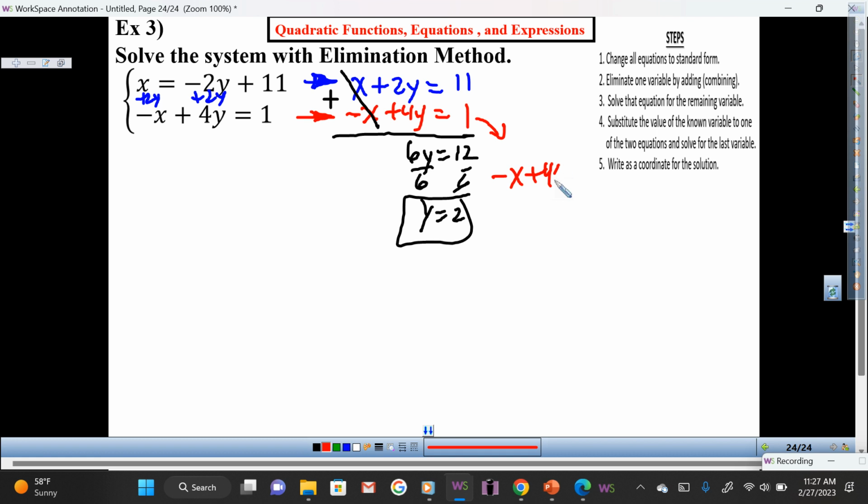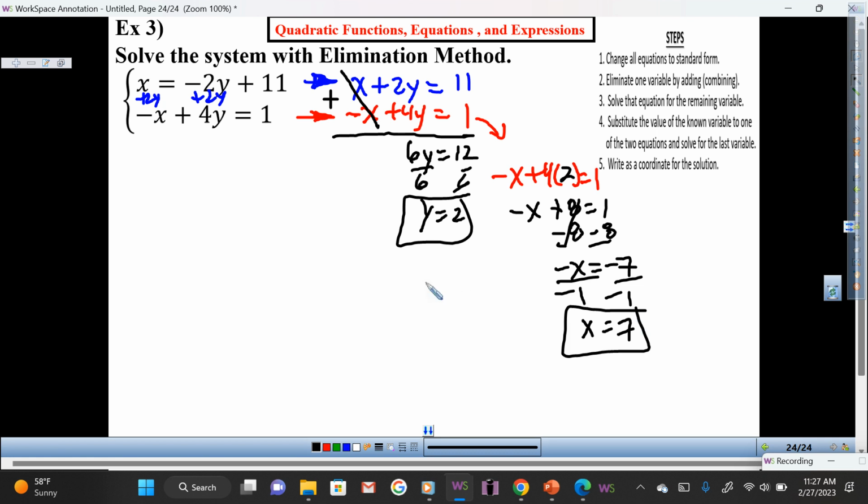Negative x plus 4 parentheses equals 1. And instead of y, we're going to substitute 2. So this is negative x plus 8 equals 1, minus 8, minus 8. Negative x equals negative 7. To eliminate that negative, divide by negative 1. x equals 7. Solution, 7, 2. Hands if you got that by yourself. Let's go, let's go. Solution.